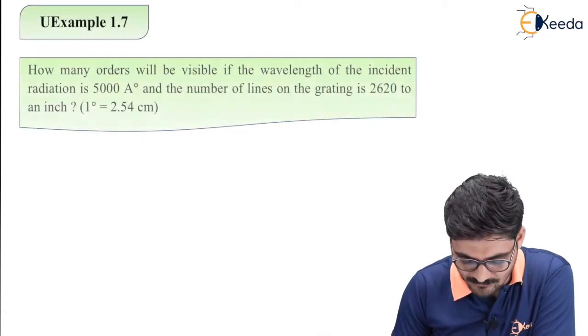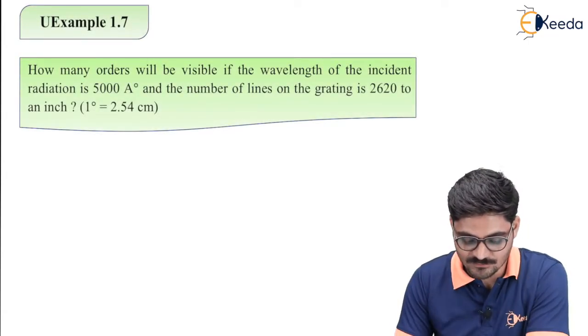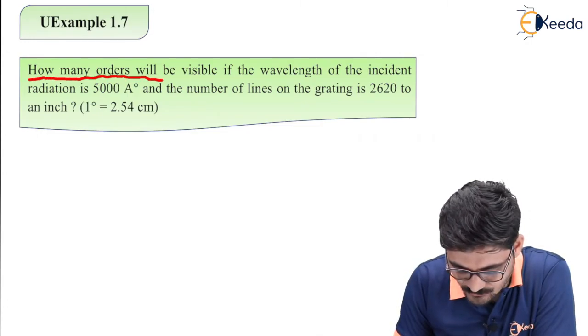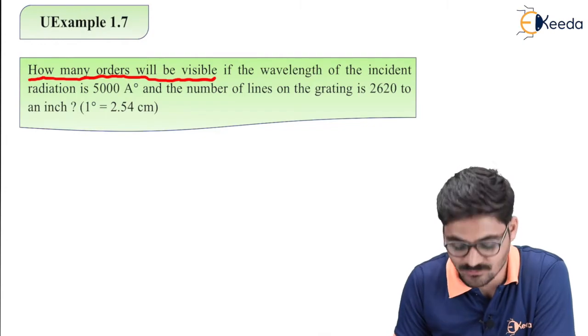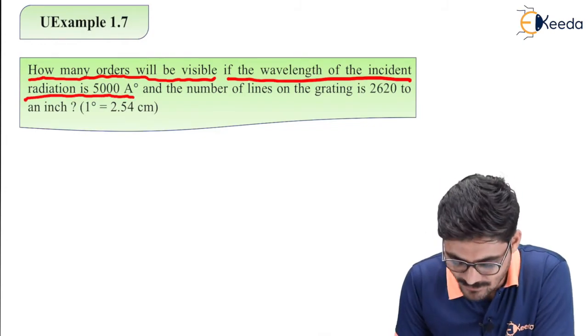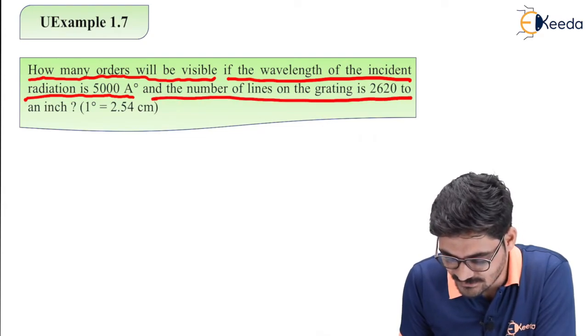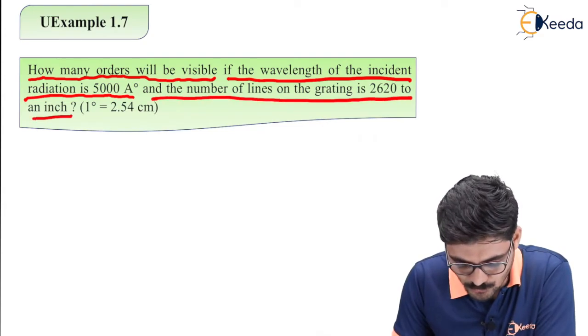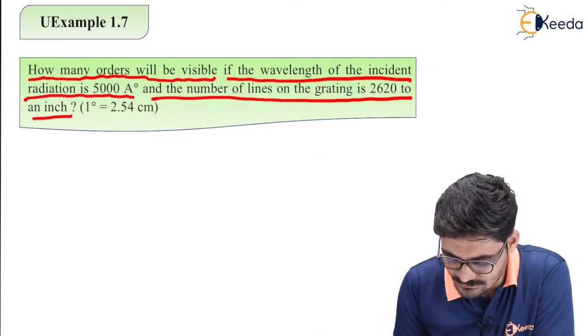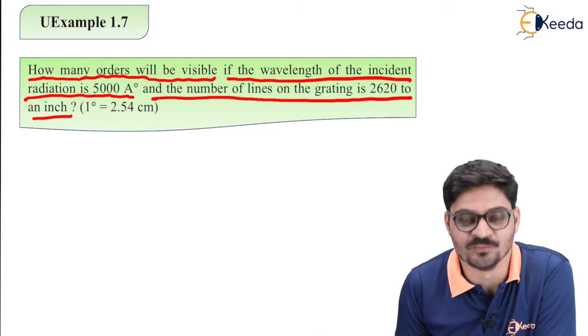So here in the numericals on diffraction part 2, we will be having a few questions to discuss. The question is: how many orders will be visible if the wavelength of incident radiation is 5000 angstrom and the number of lines on the grating is 2620 to an inch? To an inch means the number of lines in 1 inch is 2620.